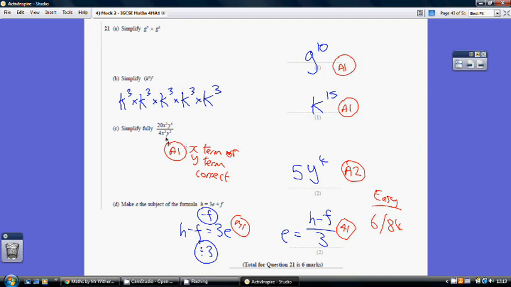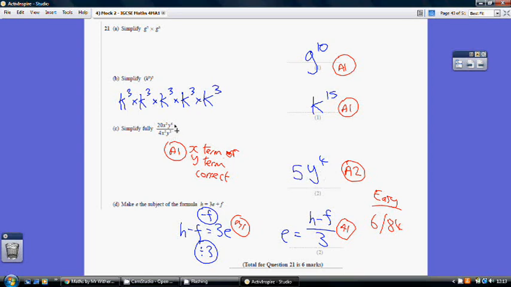Now for part C, just work your way across, just looking at the normal numbers, then the x's, then the y's. 20 divided by 4 is 5. Now x squared divided by x squared is 1, so we're just multiplying by 1, so we just don't even see that.